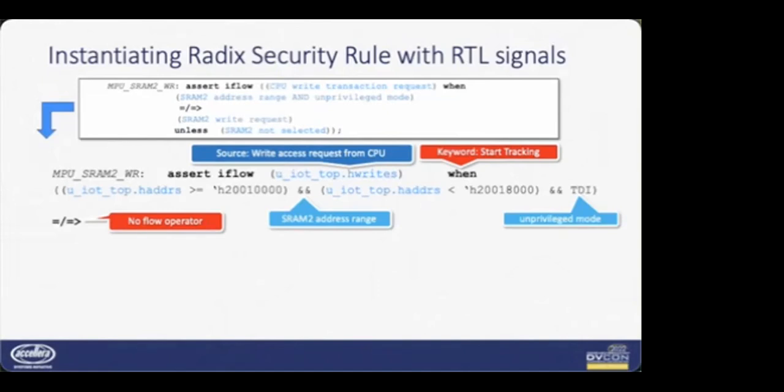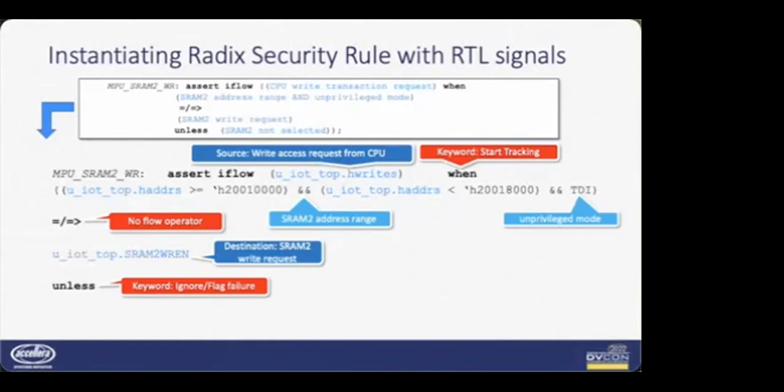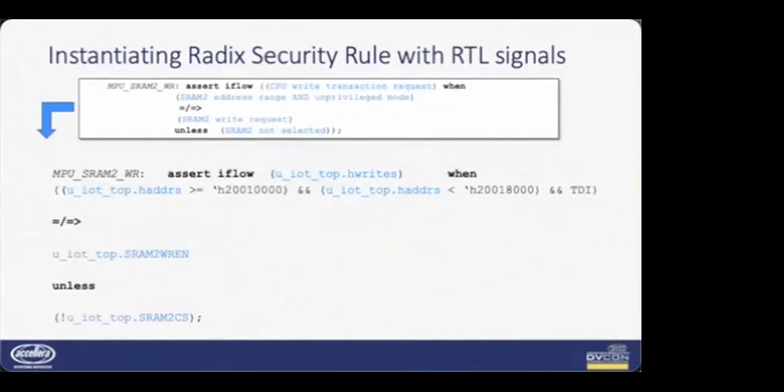The no-flow operator says that this write request should not get into the write enable pin of the SRAM2, and we ignore this if the SRAM2 is not selected. So now we have completely converted the abstract rule to a Radix rule with RTL signals, and it looks very simple, but it takes the entire integrity property and converts it into a Radix rule that can now be run in simulation.